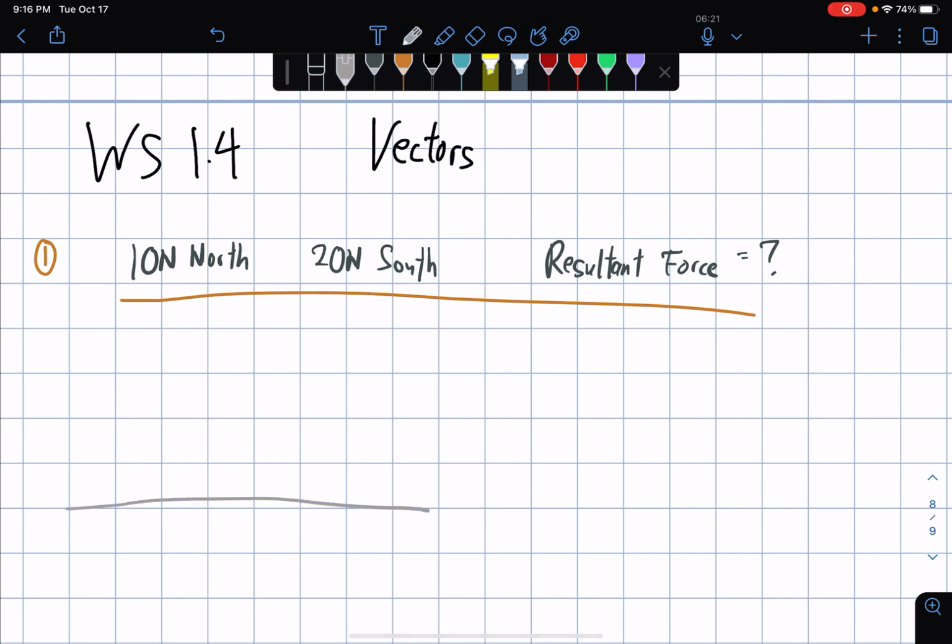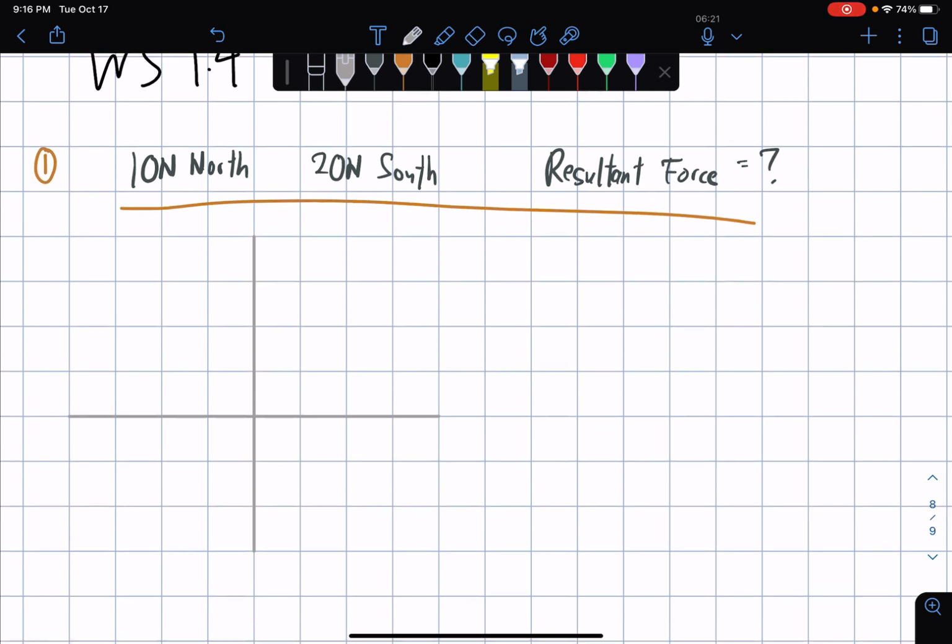So the first Cartesian plane is this one. 10 newtons north. So let's say this is the one. 10 newtons is equal to vector 1. Does V stand for velocity or vector? Vector, right? Okay. And then 20 newtons south, as you can see here. So V2 is equal to 20 N.